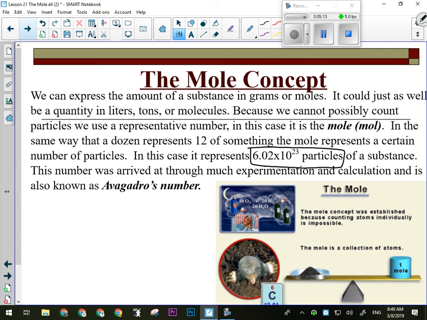6.02 times 10 to the 23. That's 602 with 21 zeros behind it. It is an unfathomably large number. Okay, huge. Like I said, it would take you the rest of your life and probably your next few lives to count that many, right?